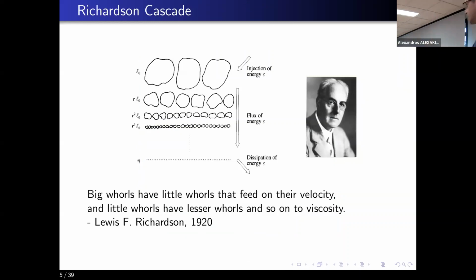One of the first descriptions of turbulence can be traced back perhaps to Richardson, where he gave this notion of a hierarchy of eddies. You have large eddies that self-interact to create smaller eddies, and those eddies will create even smaller eddies, and so on and so forth, up until those eddies are so small that viscosity is very effective at dissipating them, and everything dissipates. And that's the famous poem that he wrote in 1920.